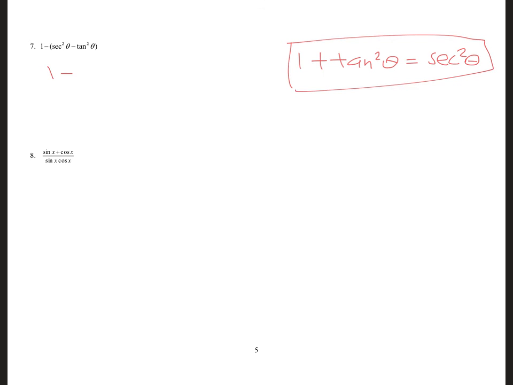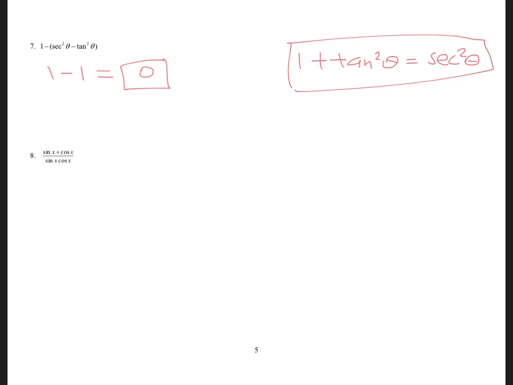Okay, we go to the next one. And here you see secant and tan. So I need to write the trig identity, which says that 1 plus tan squared theta is equal to secant squared theta. And I need to put that aside. And then, so this is secant squared minus tan squared, so it's going to be 1 minus 1, which is going to be 0.